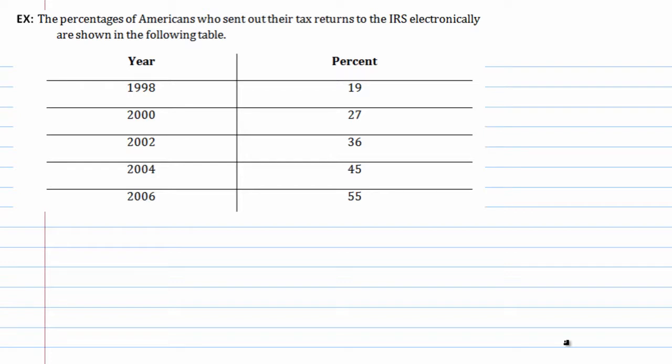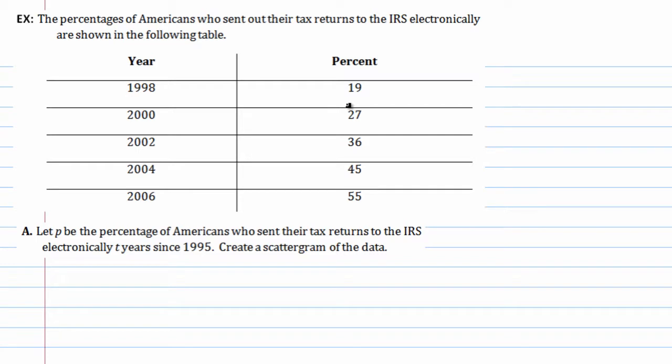Pretty much the entire example set that I'll be using is going to focus around this example. The percentages of Americans who sent out their tax returns to the IRS electronically are shown in the following table. Here in the first column, we have years: 1998, 2000, 2002, 2004, 2006. And then the rightmost column is the percent of Americans in that year who filed their tax returns to the IRS electronically. Now part A, and there's going to be several parts here, we're going to let P be the percentage of Americans who sent out their tax returns to the IRS electronically T years since 1995, and we're going to create a scattergram of this data.